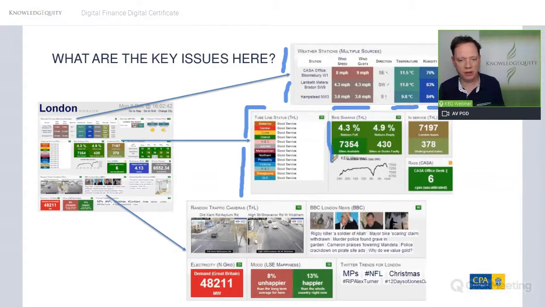Bike sharing, fair enough. Everything's green, so I'm guessing everything's good. Again, London buses is fine, and underneath is the trains total amount. Yeah, that's okay. Then it jumps a little bit. We've got news, hashtags, a happiness index, electricity, which is red, so I assume pretty bad. Maybe the grid's about to explode, and random traffic cameras, which is my absolute favorite.